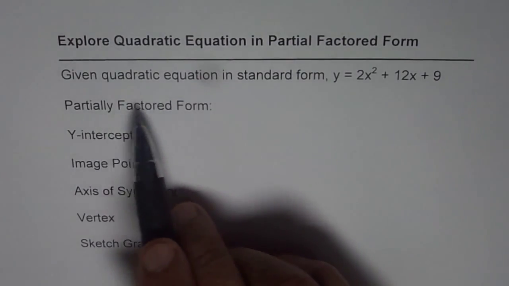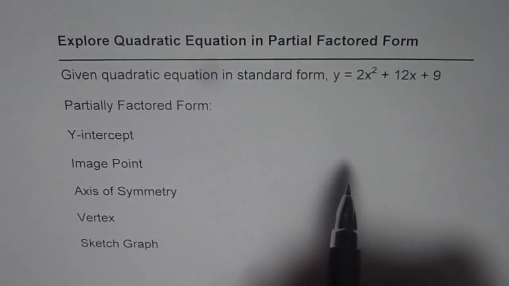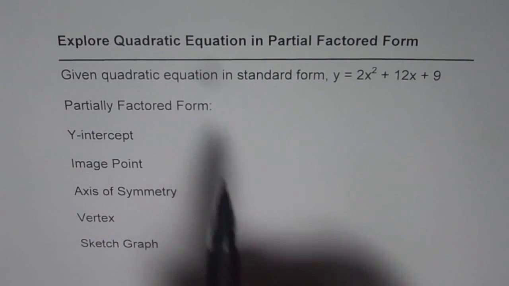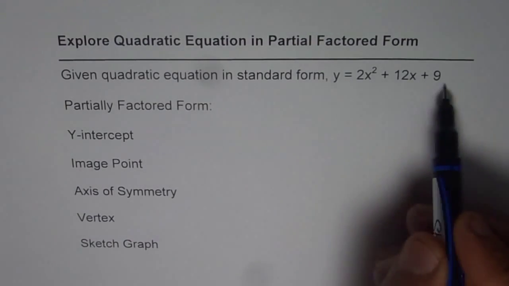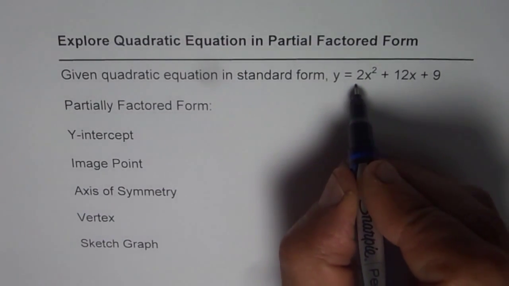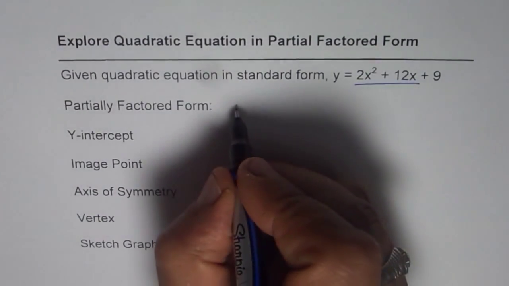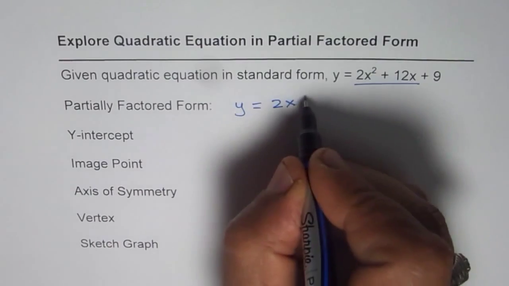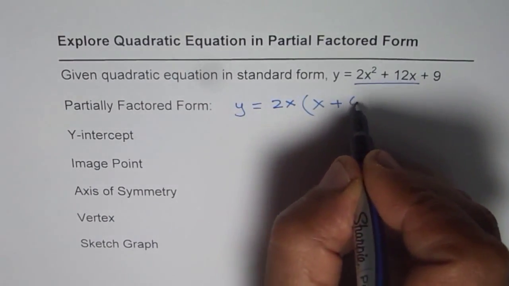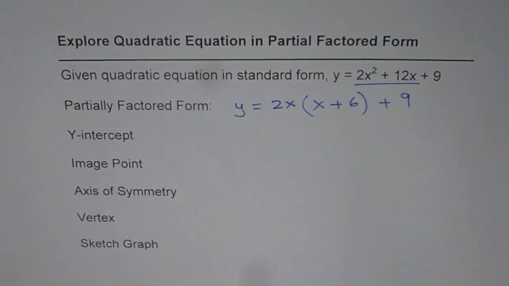Now we are given a quadratic equation in standard form, which is y equals 2x squared plus 12x plus 9. Partially factored form, what does that mean? That means we don't really have to factor it. We are not trying to find product and sum and factor the whole equation. We are partially factoring, so we'll just factor the first two terms. What is common here? 2x. So we can write this as y equals 2x times (x plus 6) plus 9. This particular form is partially factored form. So easy as that, right?